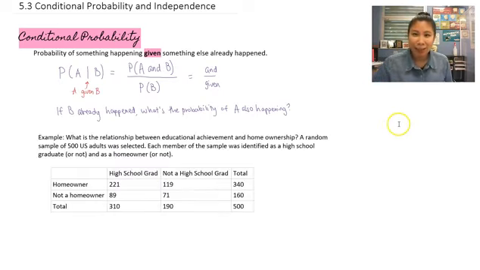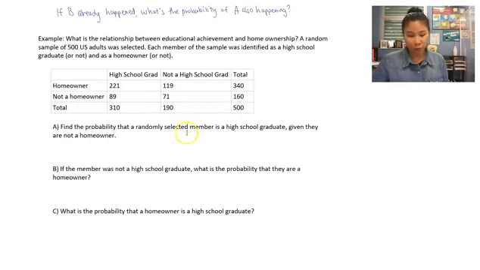Last video we had an example about home ownership and high school graduate. So I'm going to use the same example here, but now we're going to be finding conditional probabilities. Out of the examples that we're going to do today, I'm trying to show you all the different ways you might see the wording. They're similar, but just so you're aware.